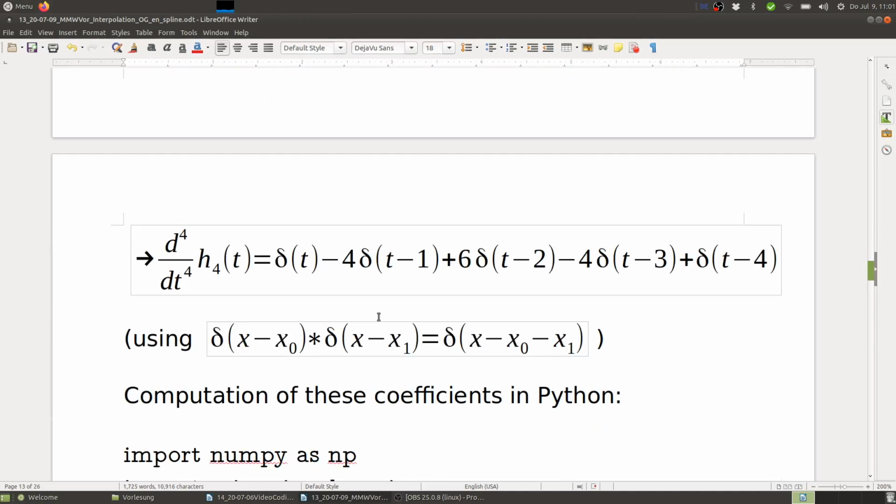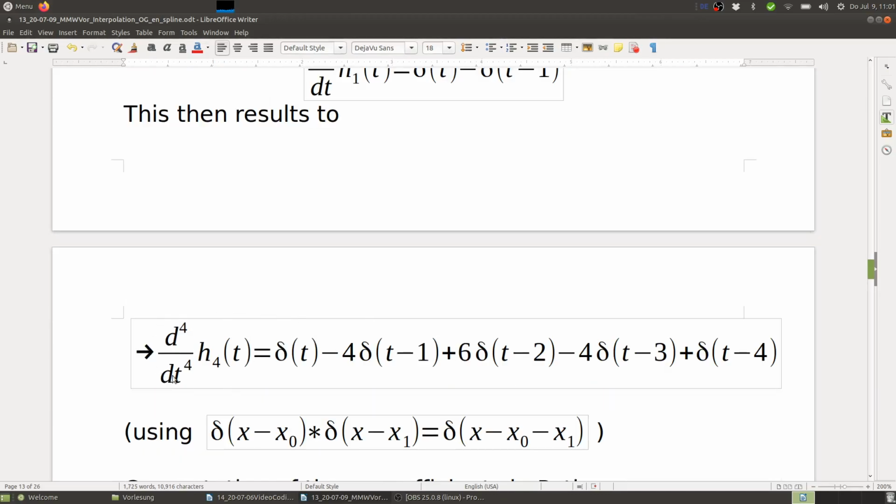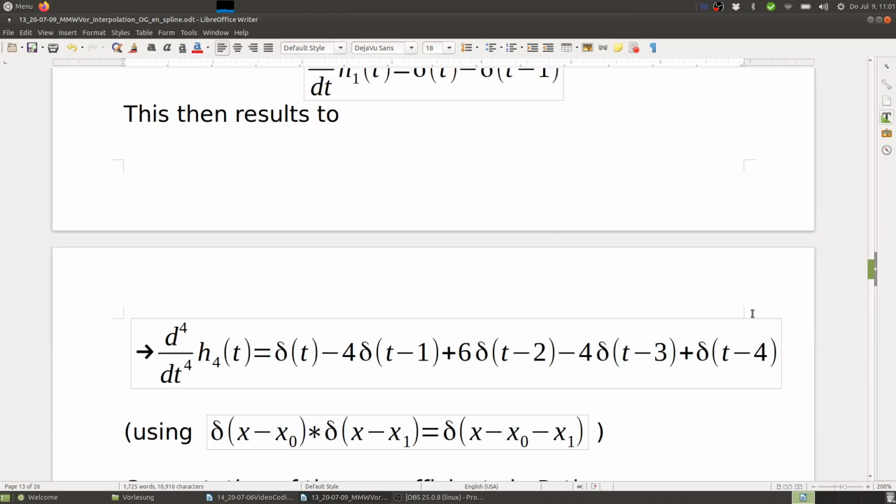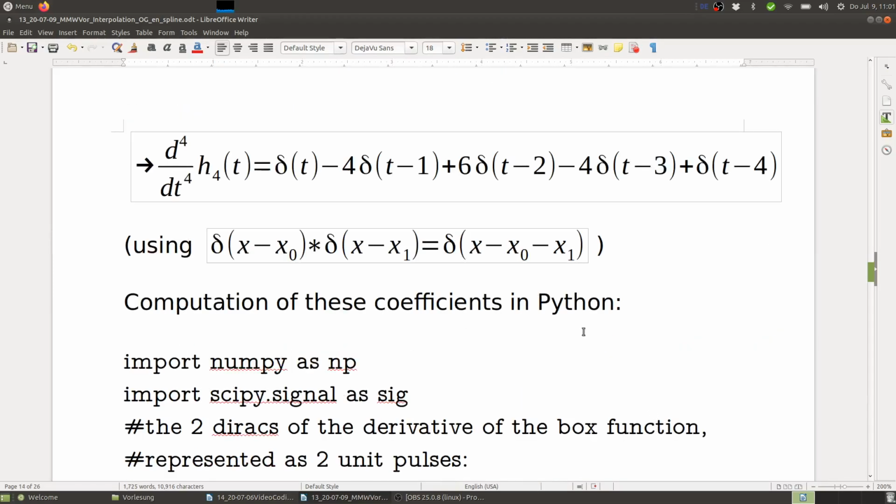Yeah, and this then results in the fourth derivative of our B-spline function being just 4 times convolution of this pair of Diracs, right? And this is then the result. Here we can see we have different factors, and these different factors come from several deltas which have the same shift. When you convolve different deltas, you can see their shift adds up, right? This is how you get several Diracs with the same shift, and this is how you get those factors here.